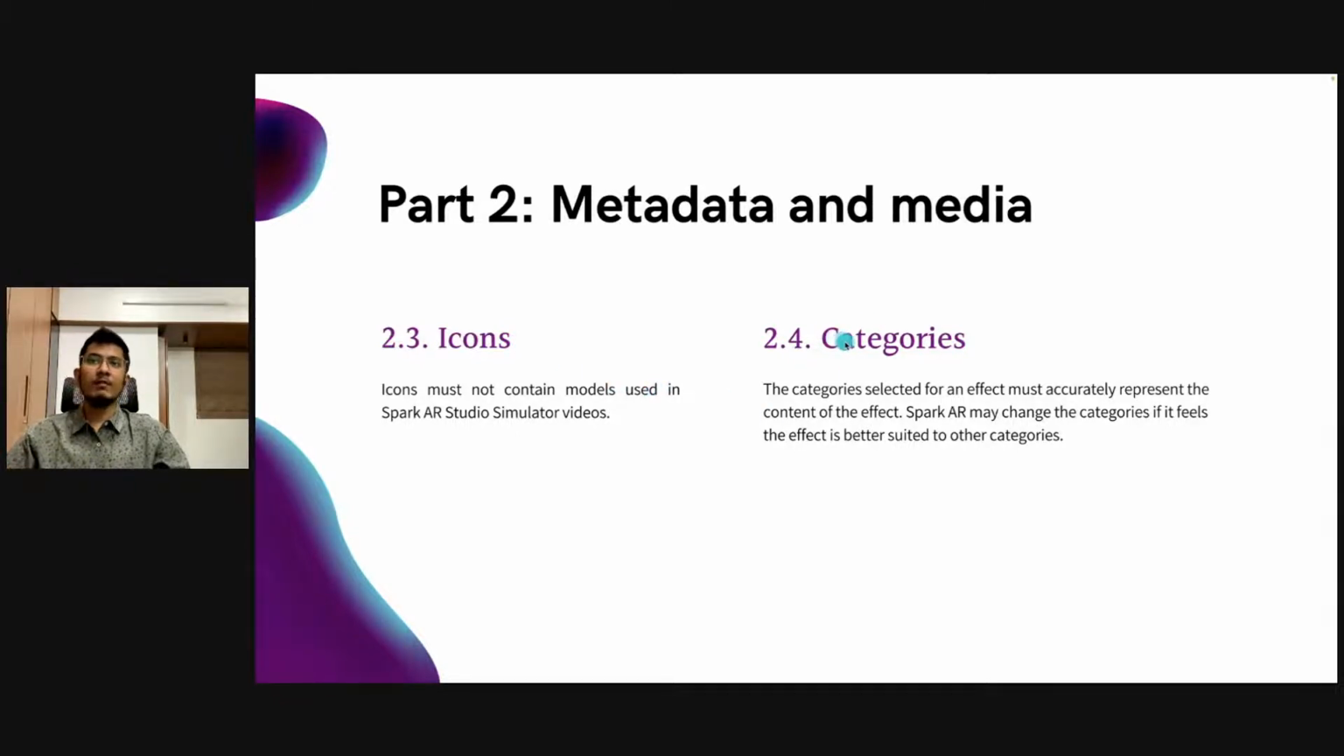Now you can see fourth is categories. The category selected for an effect must accurately represent the content of the effect, which I'll be showcasing while publishing the effect. These are the different categories, what we can say the criteria which approves or goes with your effect. Spark AR may change the category if it feels the effect is better situated to other categories.